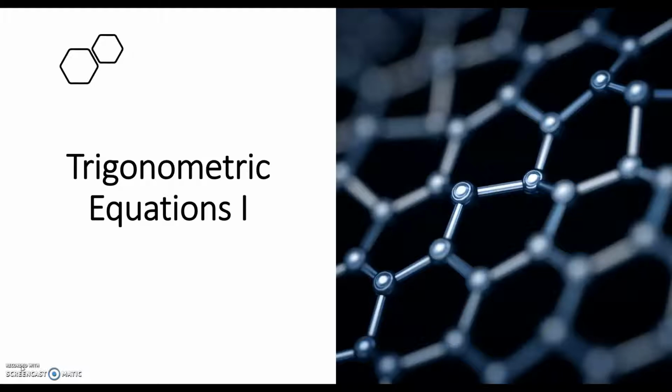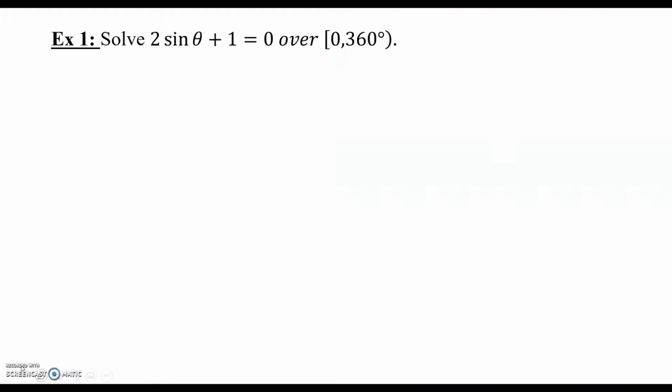So remember, an equation is when you have an equal sign in the problem, and once you have an equal sign, then you're going to want to solve for the angle. In this case, when we're dealing with trigonometry, you're going to want to solve for the angle that makes the statement true. Okay, so in this video we're going to work 4 examples, and they're all going to be different types, and I'm going to show you how to approach each type.